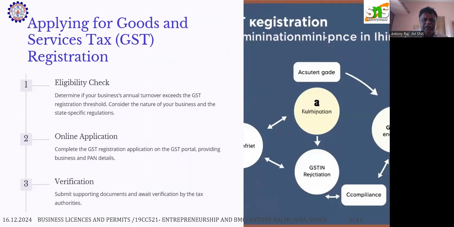Now, applying for Goods and Services Tax registration is the next step. Eligibility check: determine if your business annual turnover exceeds the GST registration threshold. Consider the nature of the business and the state-specific regulations. Online application: complete the GST registration application on the GST portal, providing business and PAN details. Verification: submit supporting documents and await verification by the tax authorities.